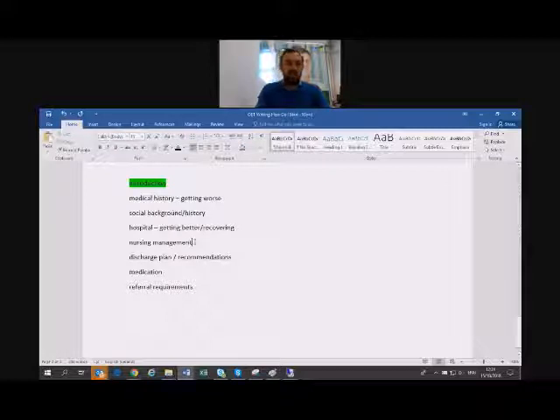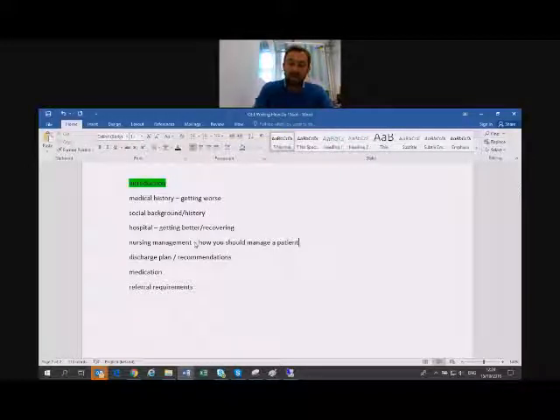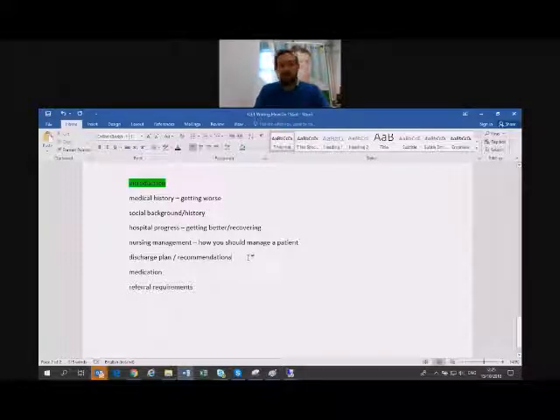Nursing management. Now I think that that's quite a misleading phrase because nursing management, the way it's used in the tasks that I've seen, are recommendations. How you should manage a patient, not how they have been managed. Okay. Discharge plan, recommendations, we know what that is. And then we've got medication and we've got referral requirements.